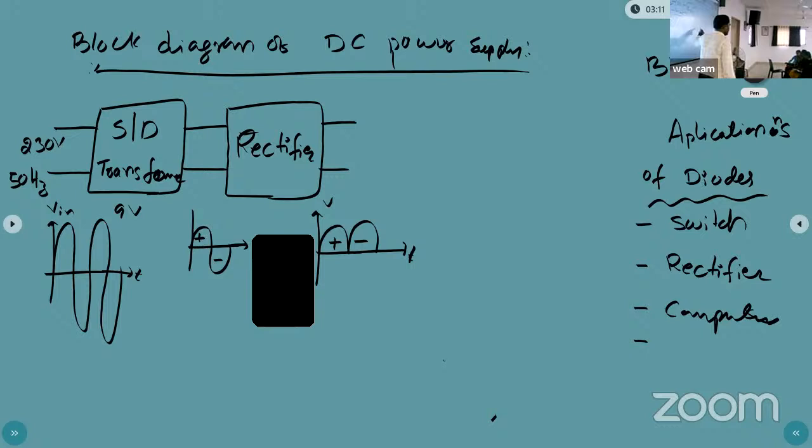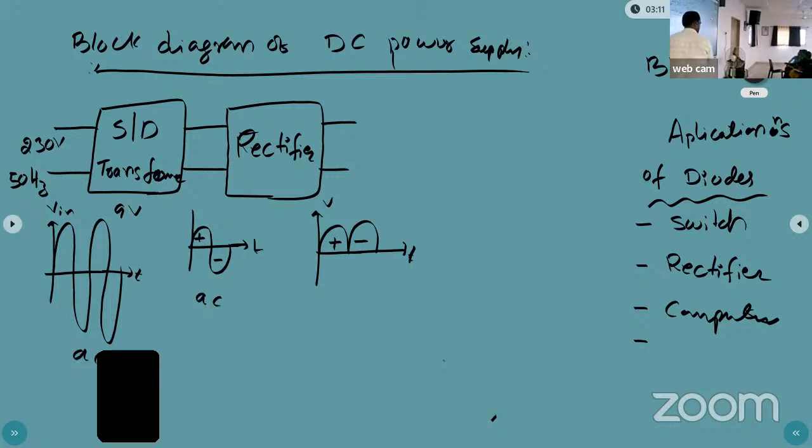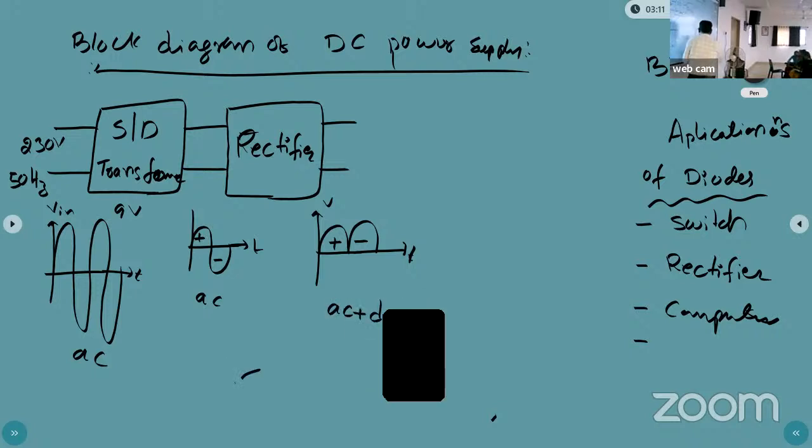Now, how much voltage will we get here? See here, these are ripples. This is the pure AC voltage. In the rectifier output we have two components, the AC component as well as the DC component. Our mobiles require which voltage, DC or AC? DC voltage. AC current will burn the mobile.